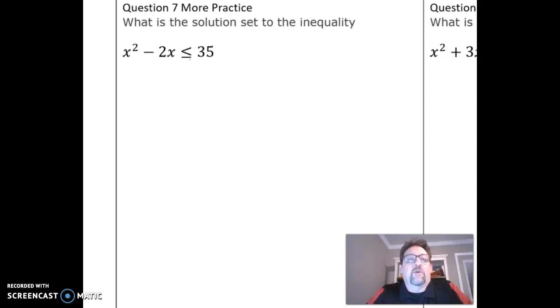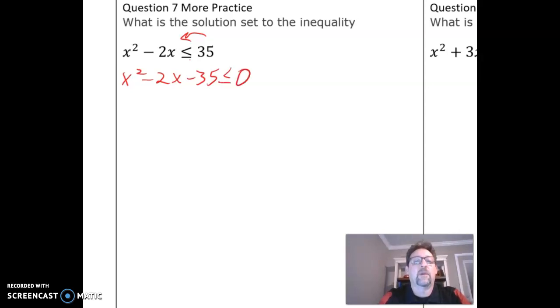All right, question 7 was find the solution set to the inequality. So the first thing we have to do is solve the quadratic equation. We're going to do this by factoring or the quadratic formula. In this case, we can do it by factoring because there's an x term, so we can't do it by square root. First we need to subtract 35 from both sides, or move it over and change the sign, because we need it in standard form, whether we're going to do factoring or the quadratic formula.